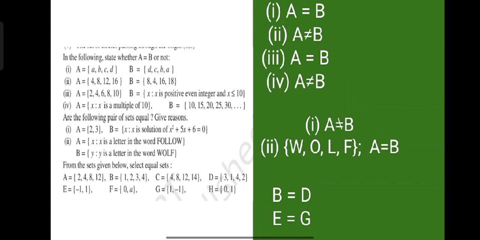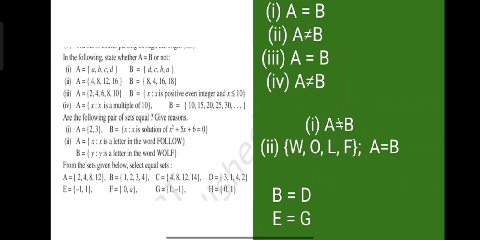Moving on to the next one, we can see A equals the set of letters of the word follow, and B is the letters of the word wolf. Okay, so we are familiar with it, and when we write it we will understand it. WOLF is in the same A and B, but in A every letter comes 2 times except F, and in B every letter comes 1 time. That is the only difference. But we know that in a set there is no order as well as no repetition, so both are equal.